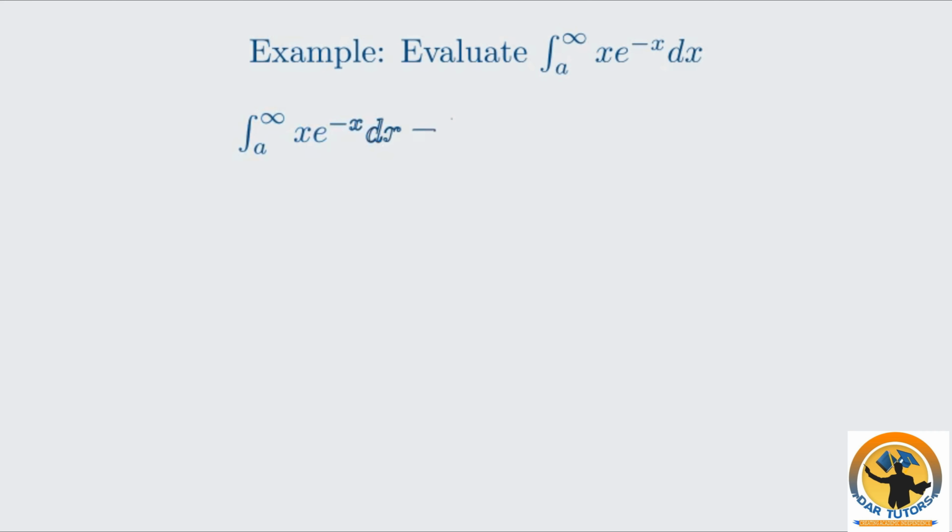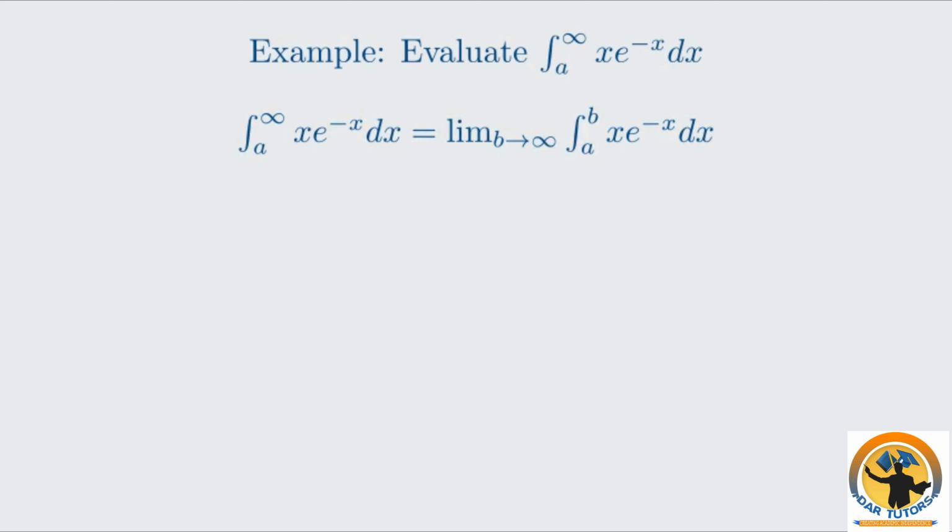Let's tackle a more complex example that requires integration by parts. We will evaluate the integral from a to infinity of x times e to the -x dx. Our task is to evaluate this integral for any constant a. First, we set up the limit. This is the limit as b approaches infinity of the integral from a to b of xe to the -x dx. The integral of xe to the -x requires integration by parts.